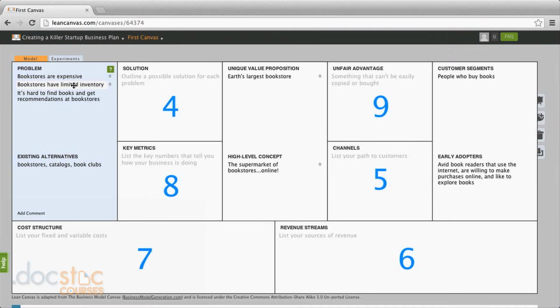The next section, section 4, is your solution. Now this may be your service you provide, it's your product you deliver, or a whole combination thereof.